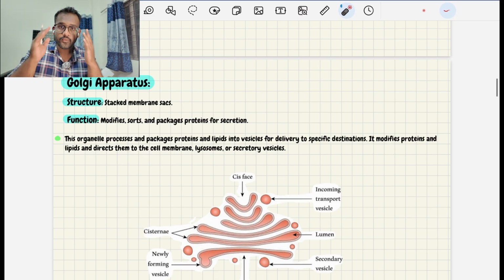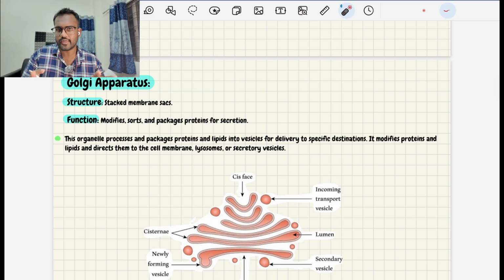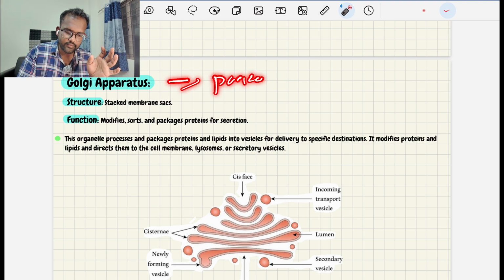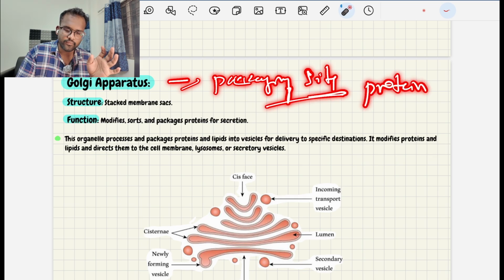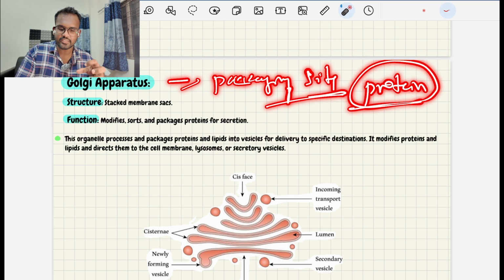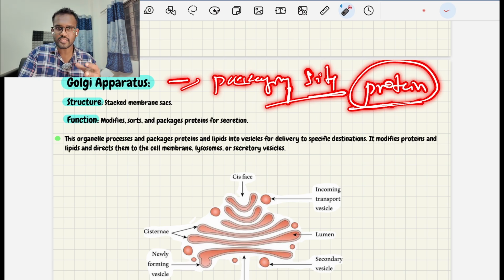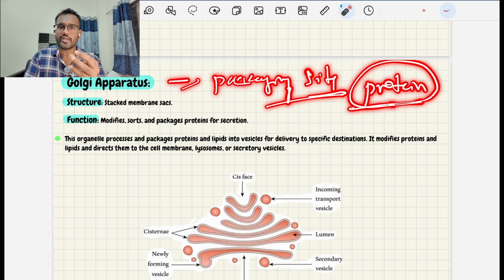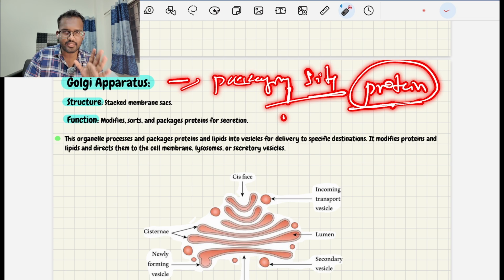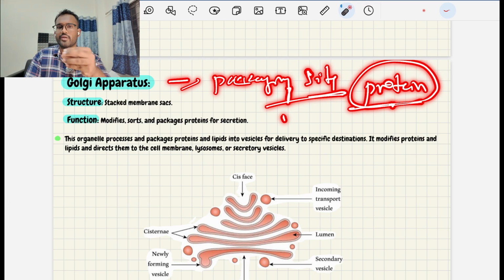Then we'll go for the Golgi apparatus. In the Golgi apparatus, the only main point you have to remember is that this is the packaging site for proteins. Very important. It packs the proteins, and these proteins will be carried and sent to a particular destination for further processing. So that is the work of the Golgi apparatus. It packs the protein and secretes it to a particular location.